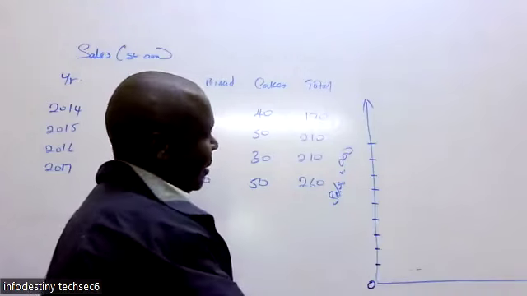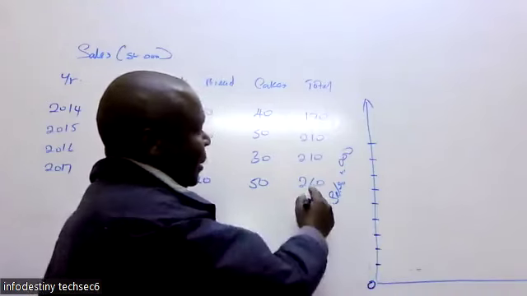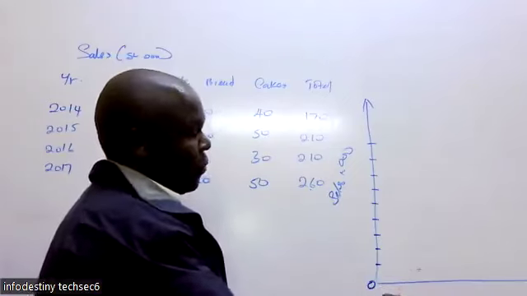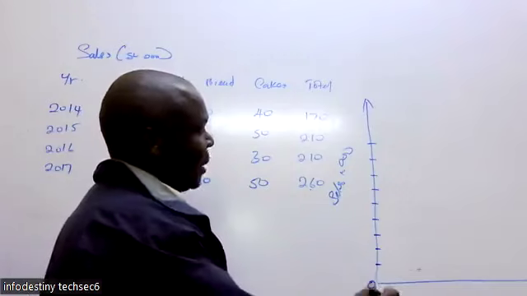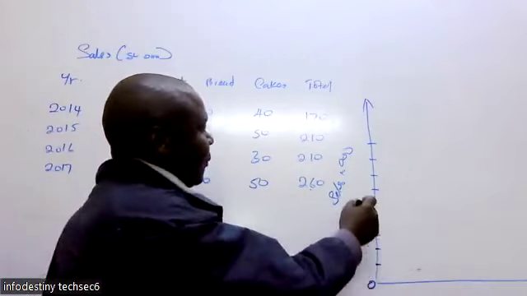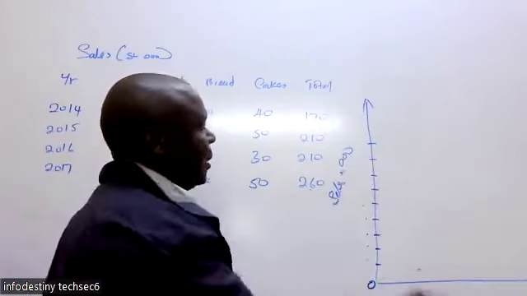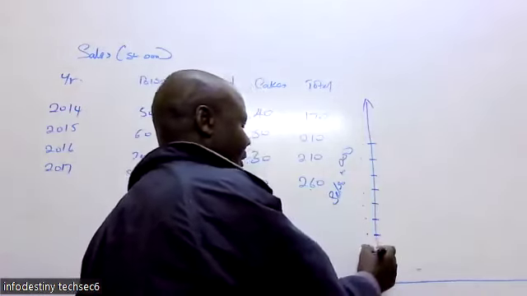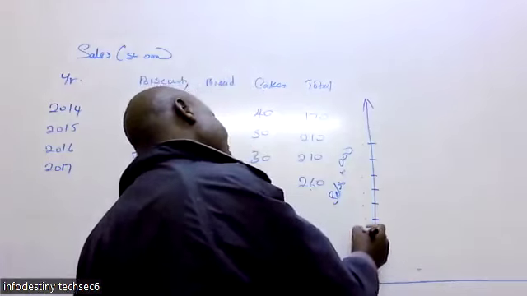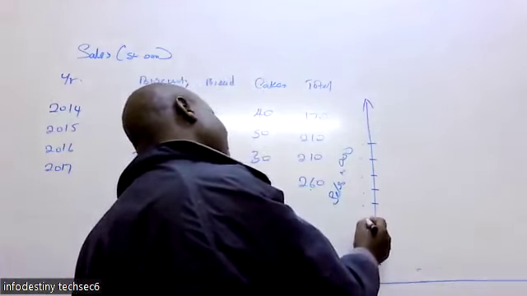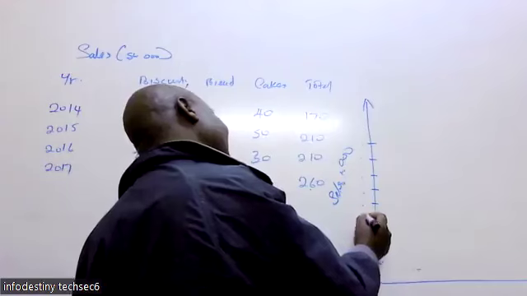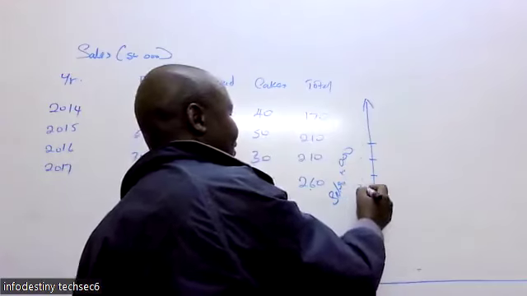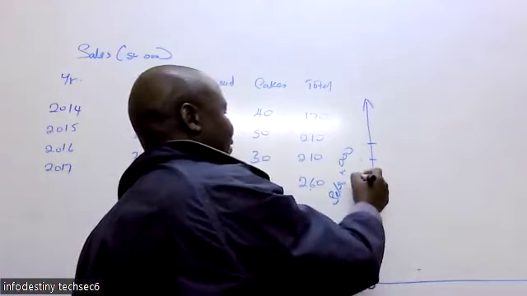Now, because this is 260, let's give it 40. Let's give it 4. So it's going to be 4, 8, we are together. 12 is going to be 16, then 20, then 24, then 28. We are together.